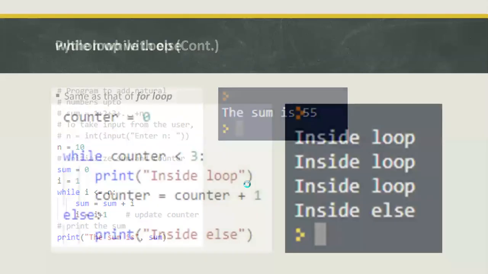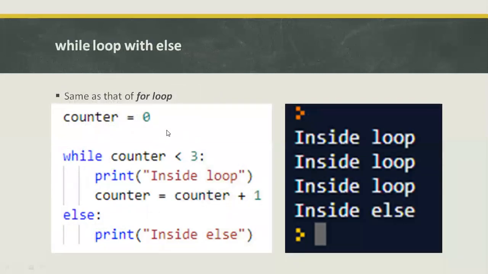Okay, simple program. The next one is while loop with else. We have seen the for loop with else. Similarly, we can use a while loop with else. Here we have used a counter. We have taken one counter, that is 0. You can use any variable name here. The name counter is easy to understand.